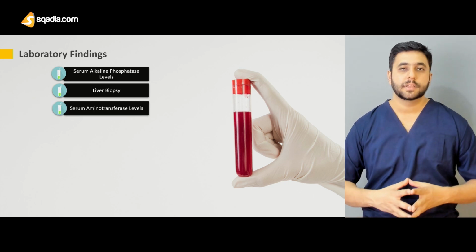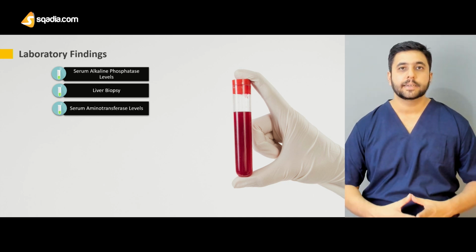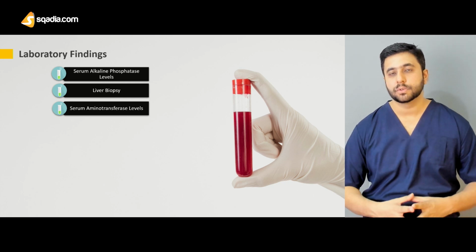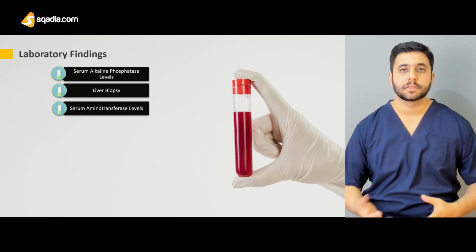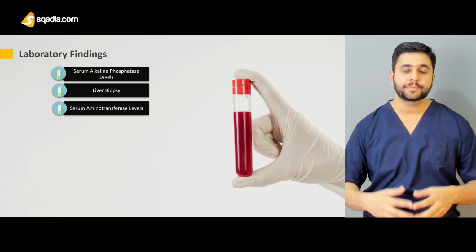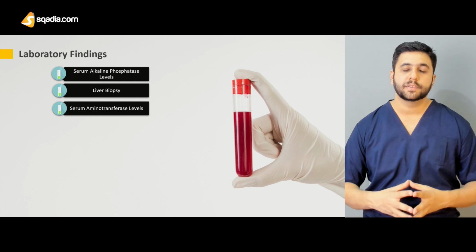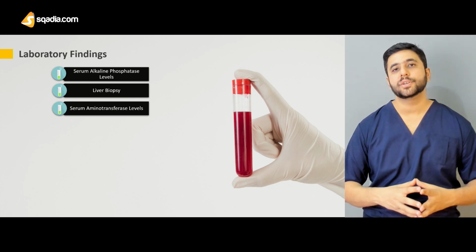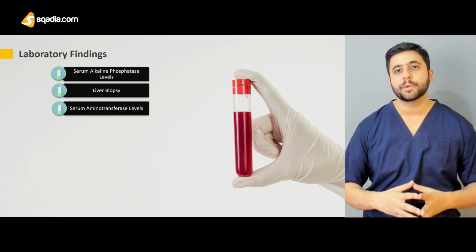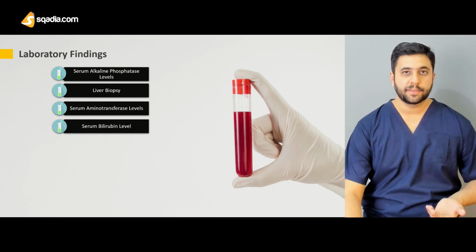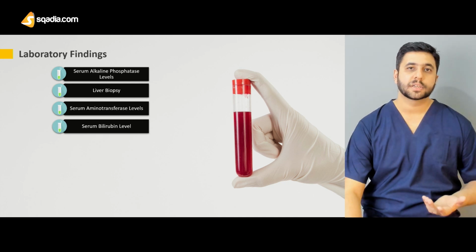Serum aminotransferase level will be elevated, AST or ALT, and this will be elevated in the long-standing disease. Initially, they might be normal. So as the disease progresses, if the strictures start forming and there is obstruction to the bile flow, then AST levels or ALT levels can be elevated, and they signify an injury to the hepatocytes. This injury can be because of the obstruction of the bile flow.